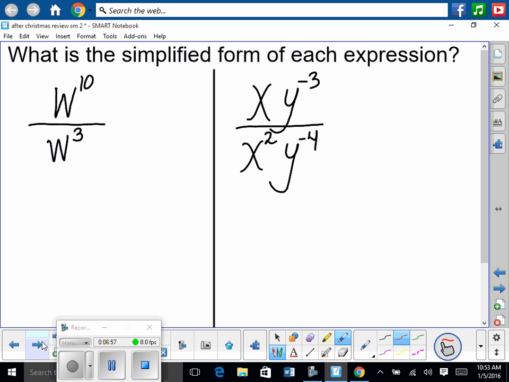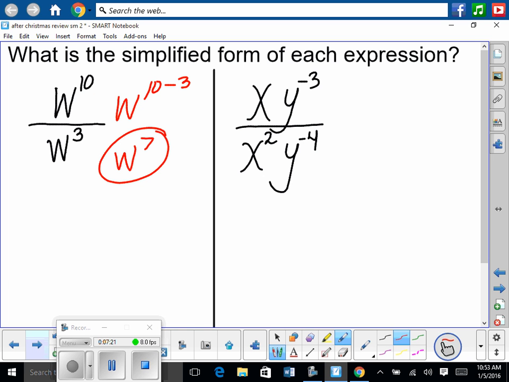Okay, a couple of last ones, and I'm going to let you work for quite a while. Here we go. W to the 10th divided by w to the 3rd. When you divide, then you subtract. Okay, so you subtract the top from the bottom or the bottom from the top? Top from the bottom. So we're going to be doing w to the 10 minus 3, which is w to the 7. That one's pretty easy, right?